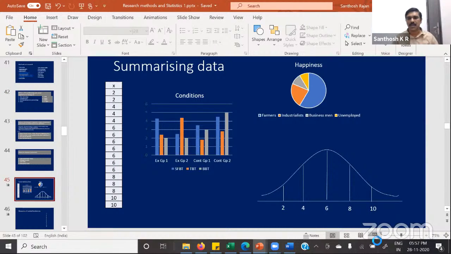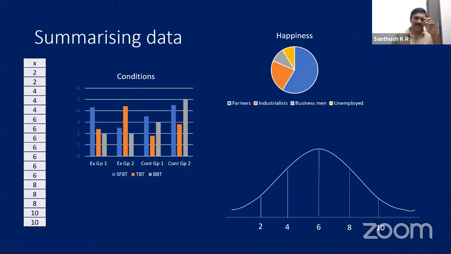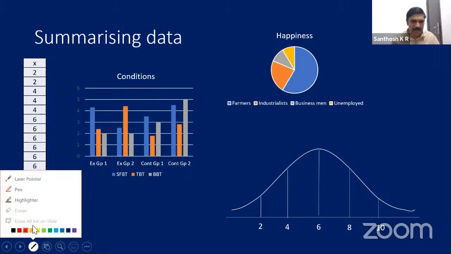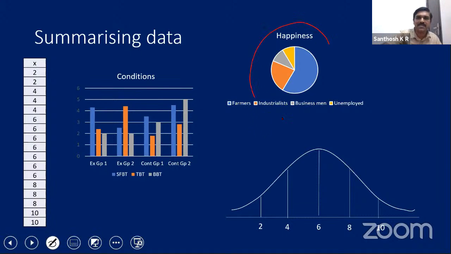After measuring these variables in different levels, we can make them into diagrams like this. If we are going with a nominal level of measurement, we can have a diagram like this: how many farmers are here, how many industrialists are here, how many businessmen are here.